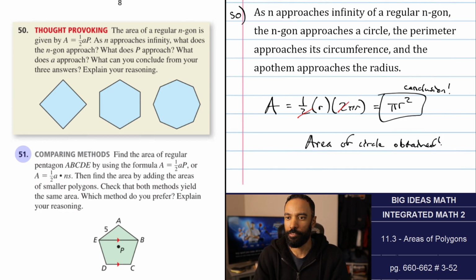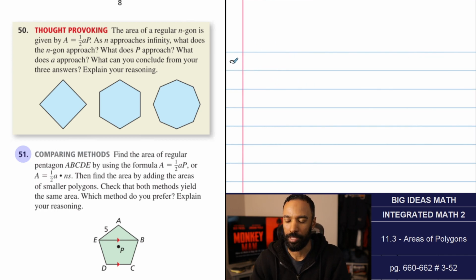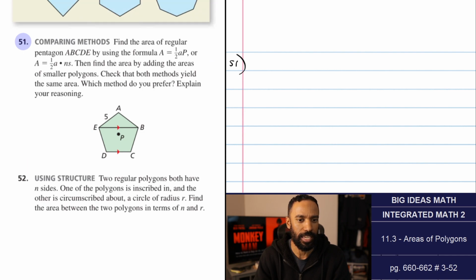All right, number 51, comparing methods. Find the area of a regular pentagon ABCDE by using the formula A equals 1/2 AP or A equals 1/2 apothem times the number of sides times side length. Then find the area by adding the areas of smaller polygons. Check that both methods yield the same area. Which method do you prefer? I prefer the 1/2 AP thing in general. You can use this other stuff. Now, with the ABCDE, they show you an isosceles triangle and an isosceles trapezoid for the areas which we've got to find.